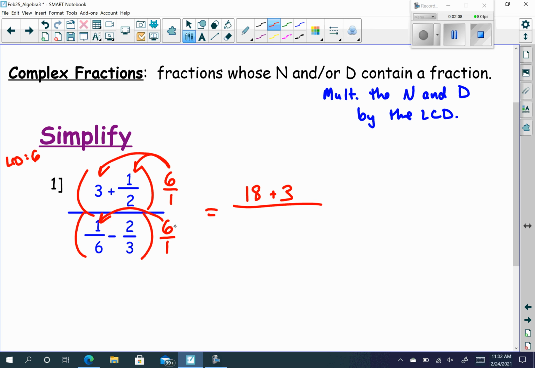6 times 1/6, or 1/6 of 6 is 1, minus, and when we multiply here, we can multiply straight across. We're going to get 12 over 3, or we could say 2 times 6 is 12, and then divide by 3, or 3 goes into 6 twice, and then we end up with a 2 times 2. Either way, we're going to get a 4. So now this becomes 21 over negative 3, and we continue to simplify until we get a negative 7.